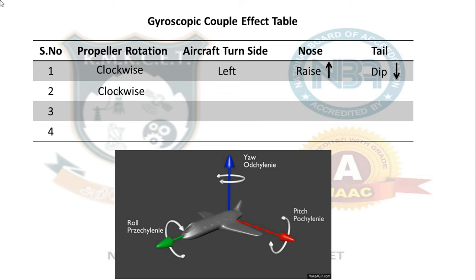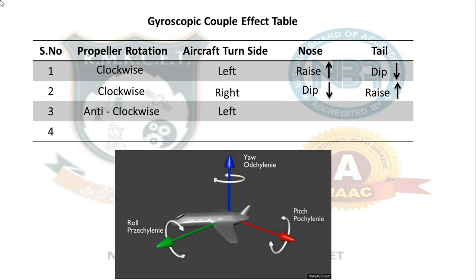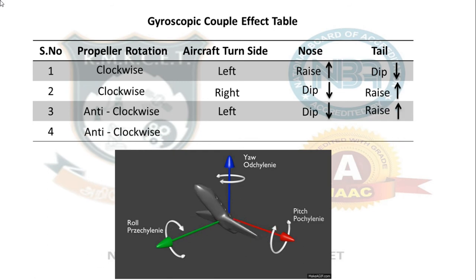Similarly, same clockwise rotation, right turn, my nose will go down and tail will go up, right? Anti-clockwise, the opposite. If you are going anti-clockwise direction, take a left turn, your nose will go down, tail will go up. Similarly, anti-clockwise, right turn, nose will go up, tail will go down.